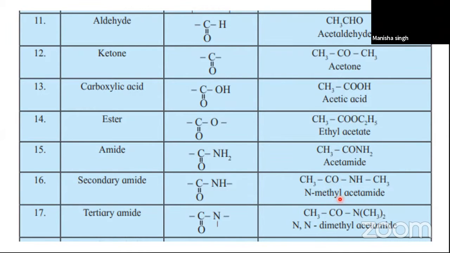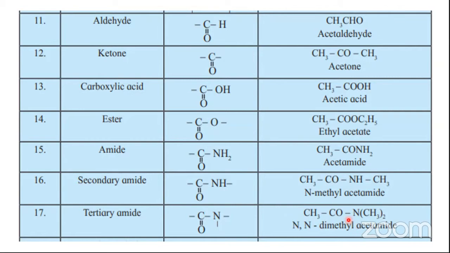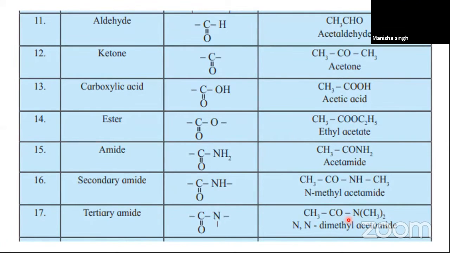Then it comes tertiary amide. तो tertiary amide में CON is there. Okay. जैसे tertiary amine में N था single, तो यहाँ पे it is attached to CO group. So it is tertiary amide. Example is N-dimethyl acetamide. So remaining functional group we will see next time.